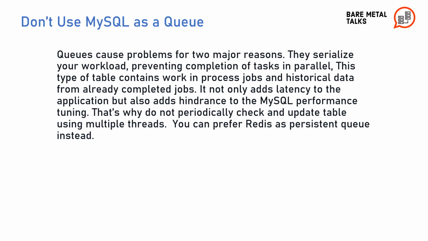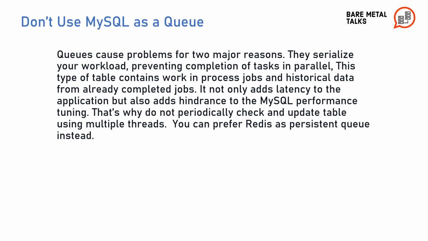Don't use MySQL as a queue. Queues cause problems for two major reasons. They serialize your workload, preventing completion of tasks in parallel. This type of table contains work-in-process jobs and historical data from already completed jobs. It not only adds latency to the application, but also adds hindrance to MySQL performance tuning. That's why do not periodically check and update a table using multiple threads. You can prefer Redis as a persistent queue instead.